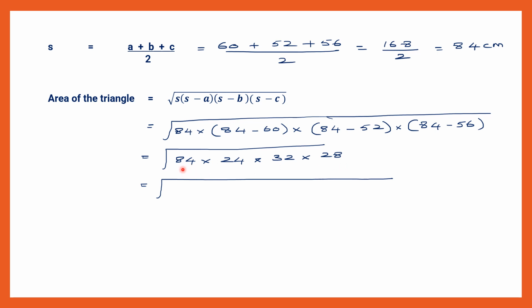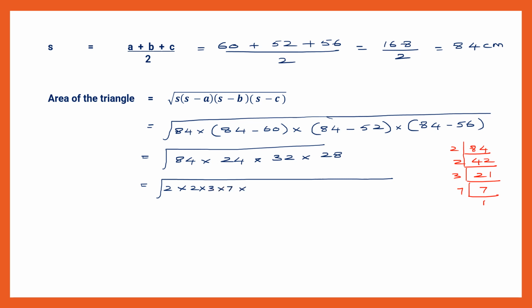So let's begin by finding the prime factors of 84. So 84, let's divide this by 2. 2 fours are 8, 2 twos are 4, 2 twos are 4, 2 ones are 2. Now go to 3. 3 sevens are 21 and 7 ones are 7. So these are the prime factors of 84. Let's write 2 into 2 into 3 into 7.